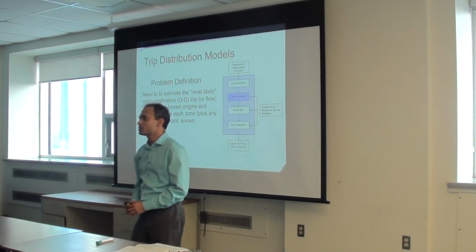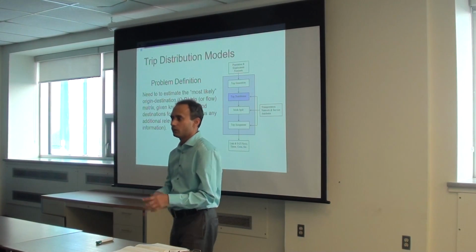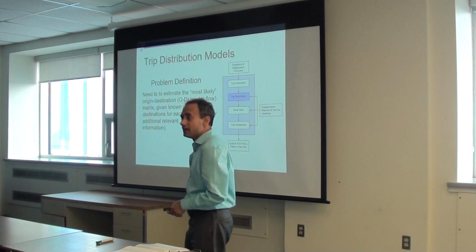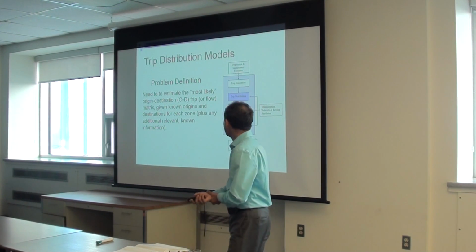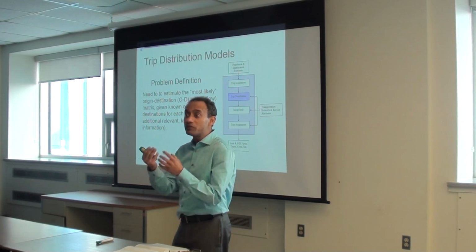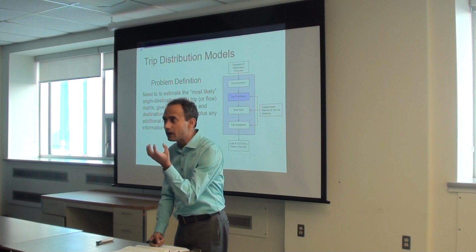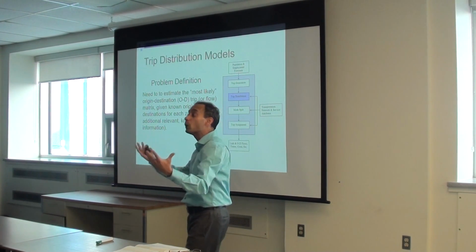Okay, so in the first half we tried to learn trip generation, which is production and attraction. Let's go to the second stage of the model, which is the trip distribution model. Now we know from each zone how many trips are produced or attracted, but we don't know where they are going.